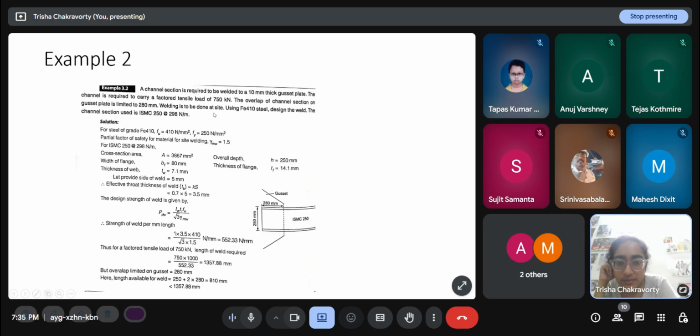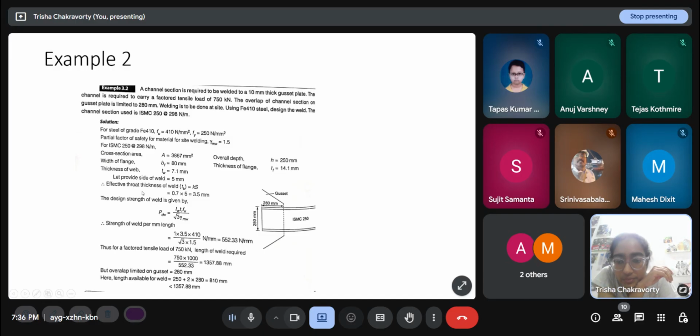Welding is to be done at site, so we are taking 1.5. Otherwise, if nothing is mentioned, we generally take 1.25, unless it's mentioned specifically that it is being done at the site. So let us provide the size of weld 5. This is why design is an iterative process. When we are designing, when we are just given the basic information and we are asked to design something, we have to start with an assumption.